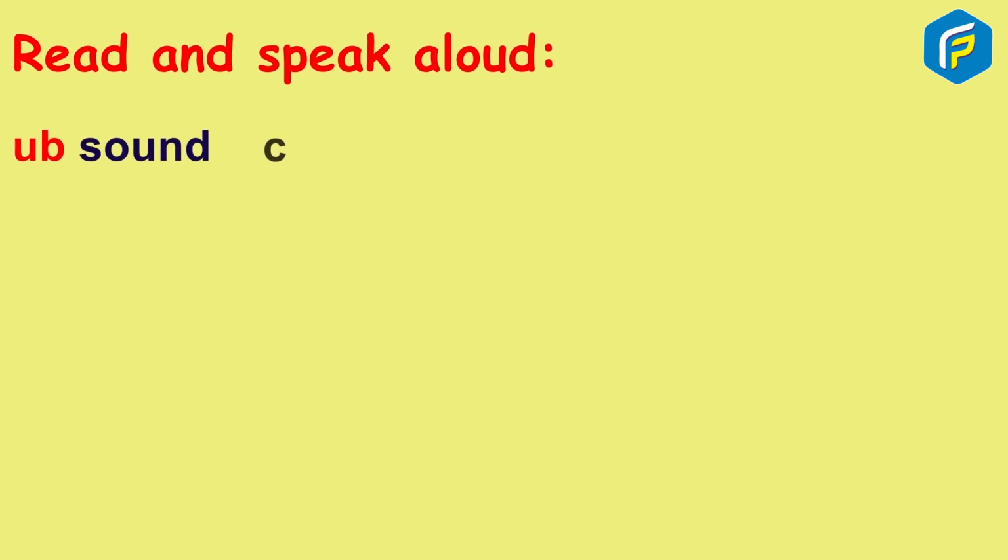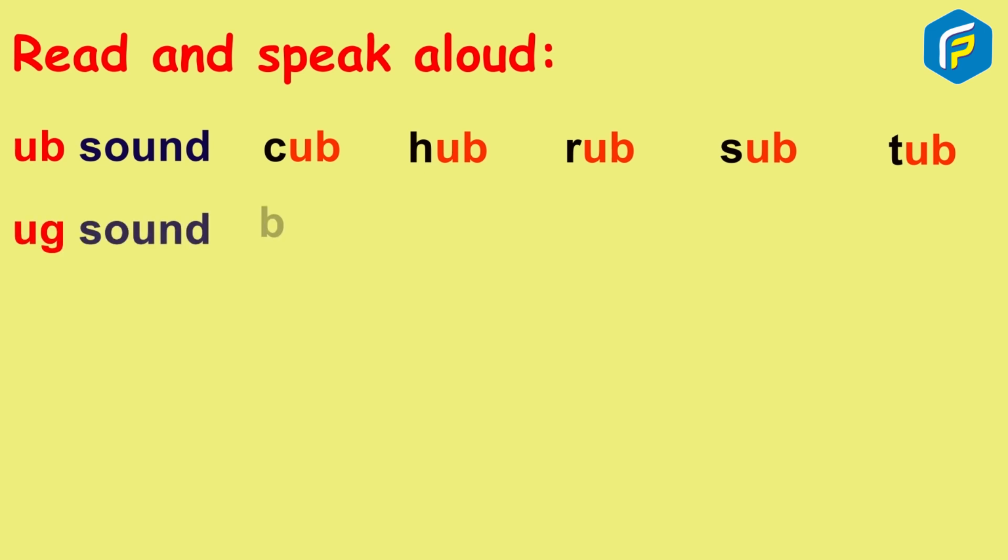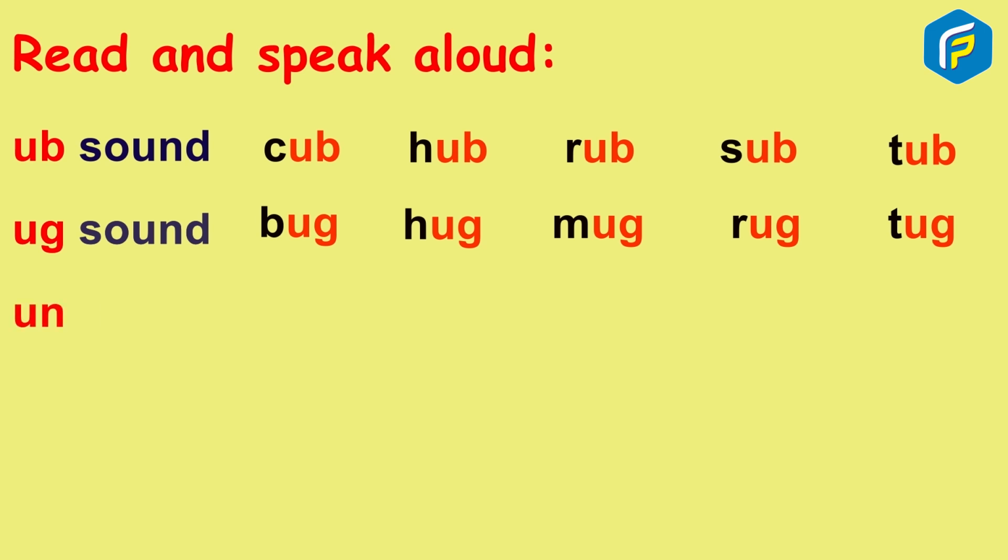Read and speak aloud. Ub sound. C-U-B, cub. H-U-B, hub. R-U-B, rub. S-U-B, sub. T-U-B, tub. Ug sound. B-U-G, bug. H-U-G, hug. M-U-G, mug. R-U-G, rug. T-U-G, tug.